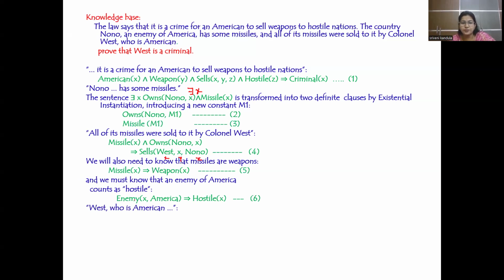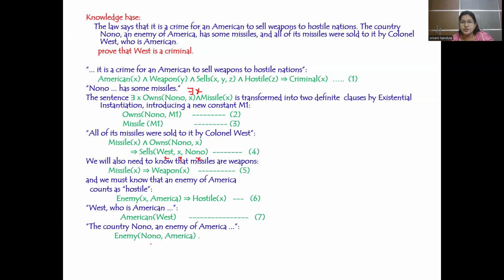Then the next statement, West, who is an American. So we know the fact that West is an American of West. Then the country Nono, an enemy of America. So here this statement X, comma America. So this X I am replacing with Nono. So here we clearly know that the country Nono is an enemy of America. So it is given here in the knowledge base. So I'm replacing that X with Nono here.